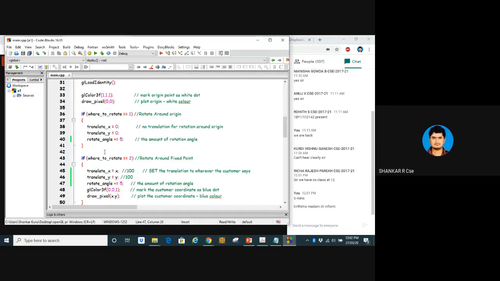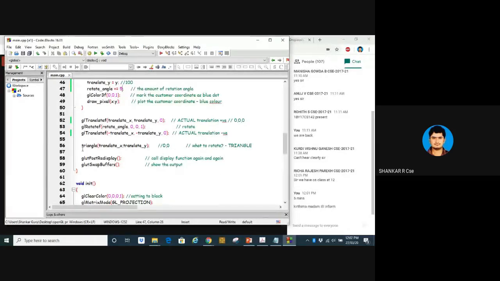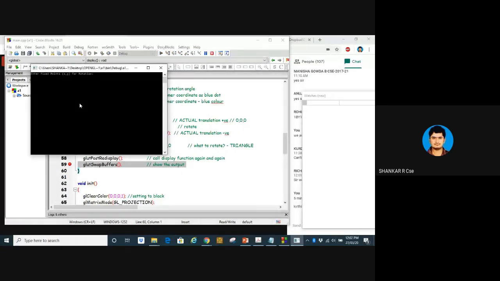Last minutes, please look here. 5 degrees is what I'll rotate. Now please look here. Yeah, let me keep the breakpoint here. Oh, sorry, let me keep the breakpoint here. Swap buffers and rotate it. Sorry, debug it. Keep all your watch windows 100, 100.